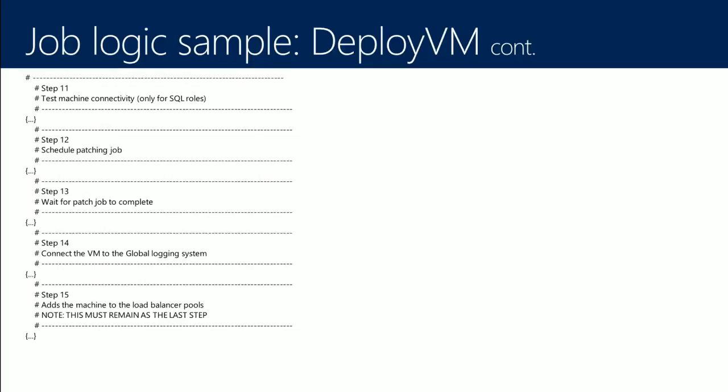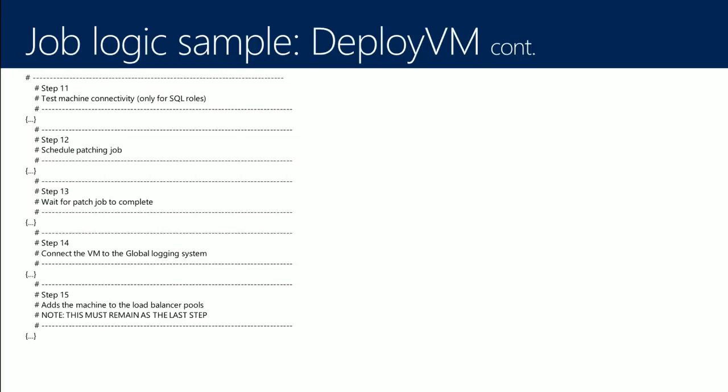Step 14, the VM is up, running. It can talk to the world. It's configured. We've already installed all the patches we need to. We have to connect it in step 14 to the global logging system. All of SharePoint Online has one massive global logging system that all components write into. And only when the machine is baselined and healthy, we connect that VM into that logging system.